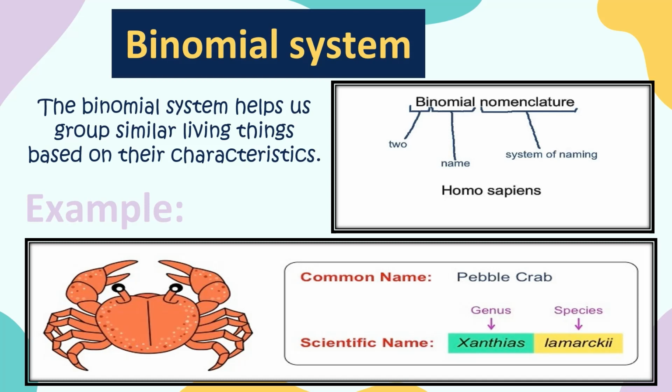For example, Homo sapiens. Now here we have an example. Here's the common name, which we call pebble crab, but scientifically we call it Xanthias lamarcki. And the scientific name is made up of the first name, which is the animal's genus, and the second name, which is the animal's species.